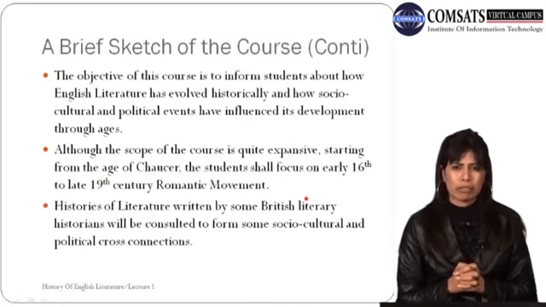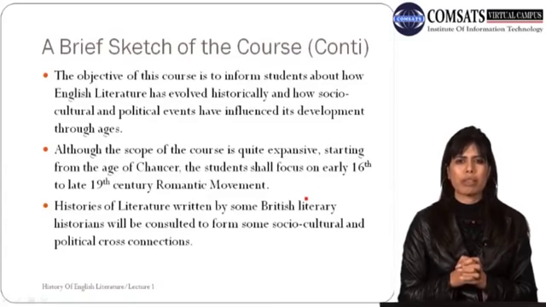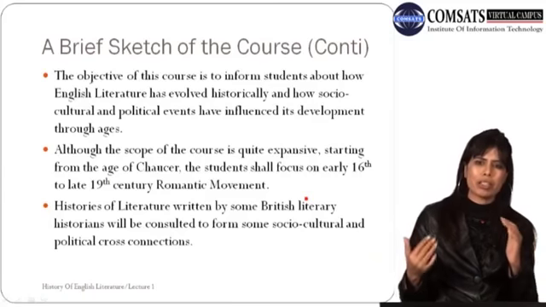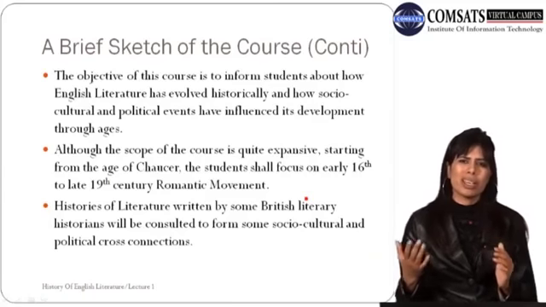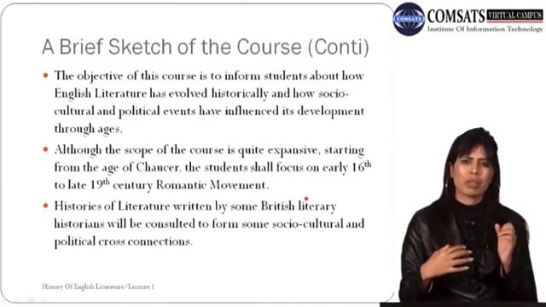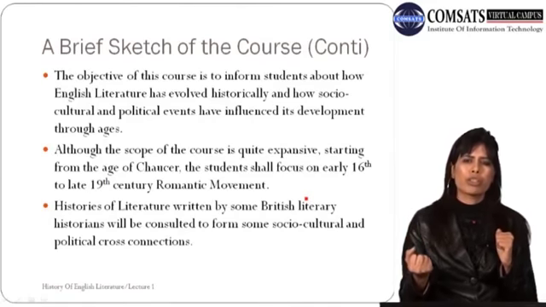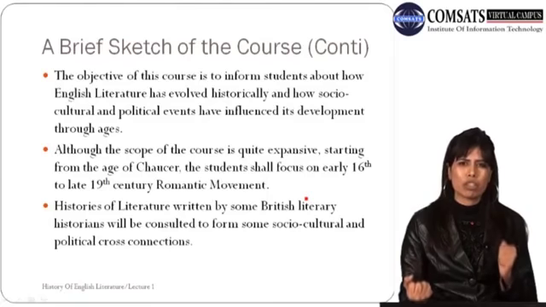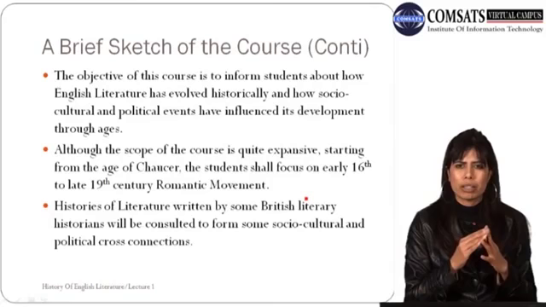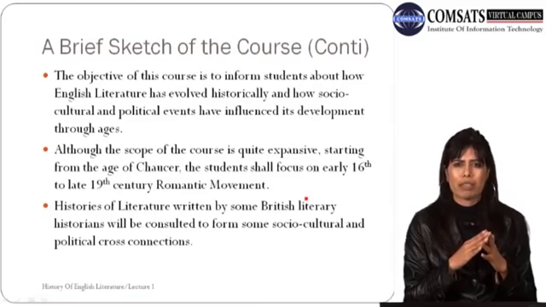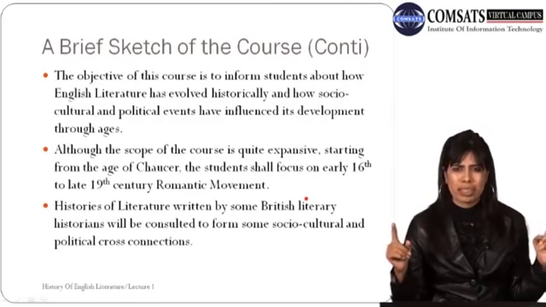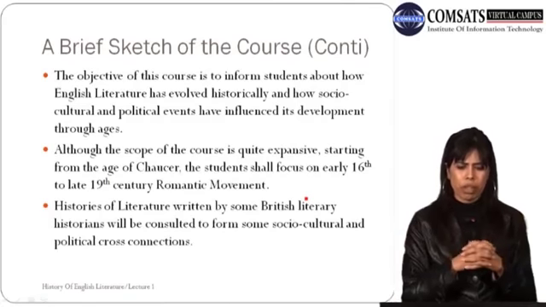Okay. Another objective of this course is to inform students about how English literature has evolved historically and how socio-cultural and political events have influenced its development through ages. So my dear students, again the development, and you could see the growth of English literature with the passage of time, the events which contributed in the creation of English literature, how the different happenings in the English society in different eras have influenced English literature. Okay, so this is another objective of this course.